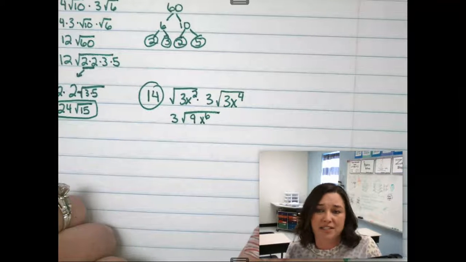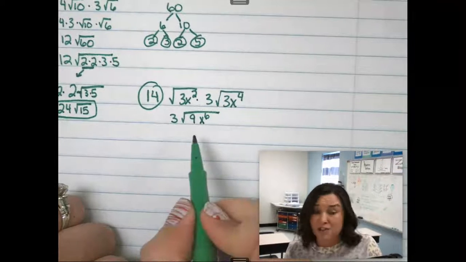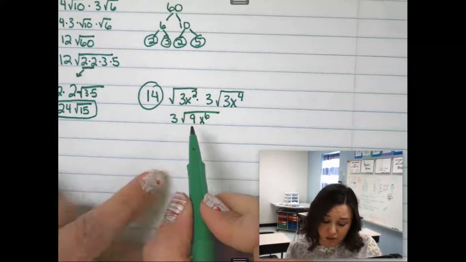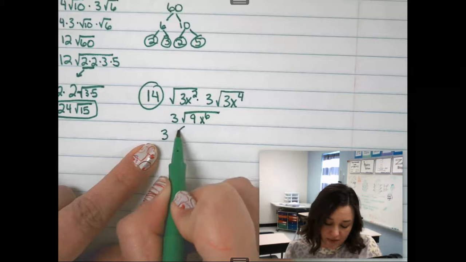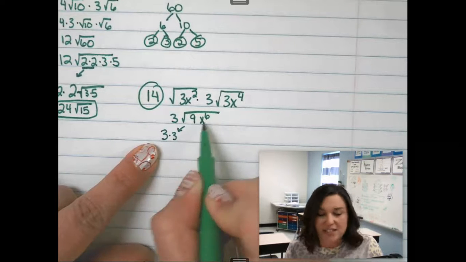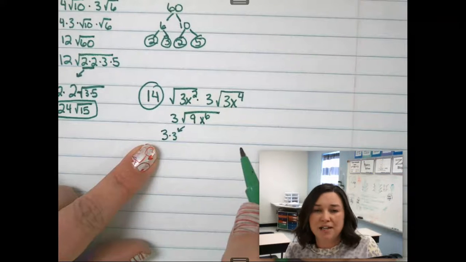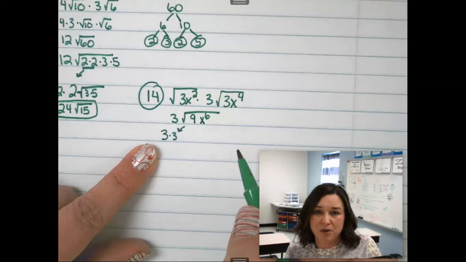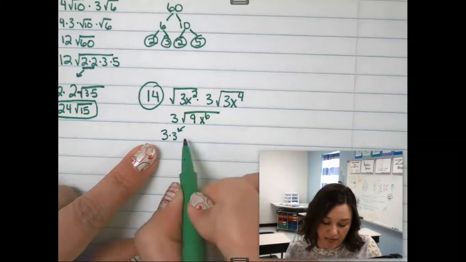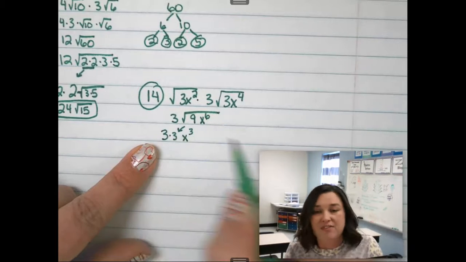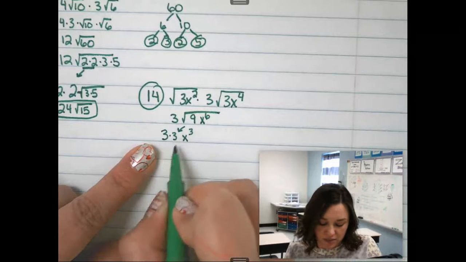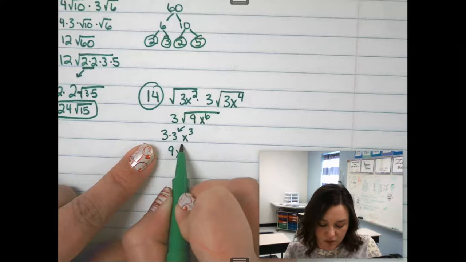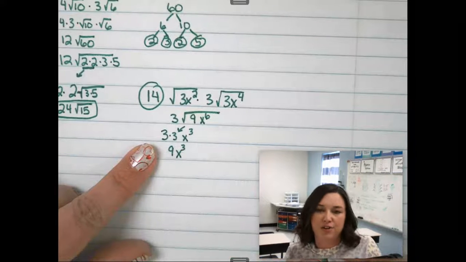Now I try to break this down. Well, I noticed 9 is a perfect square. So the square root of 9 is 3. So this 3 was already out front. The square root of 9 is 3. And then this x to the 6th. Remember, I told you if it is an even number, we can just divide by 2 and put that out front. If it's an odd number, we would have to leave one of them under the square root. So 3 times 3 is 9. So 9 times x to the third.